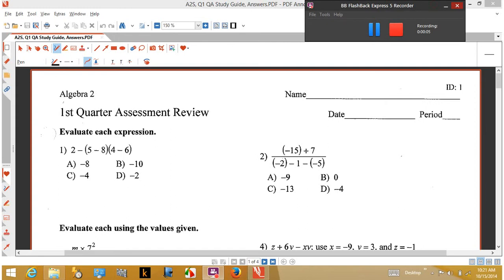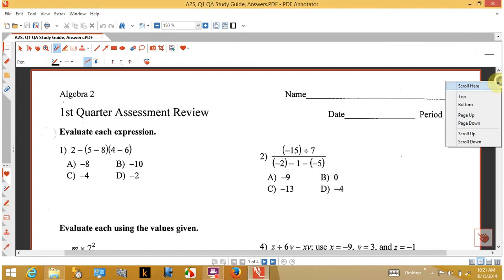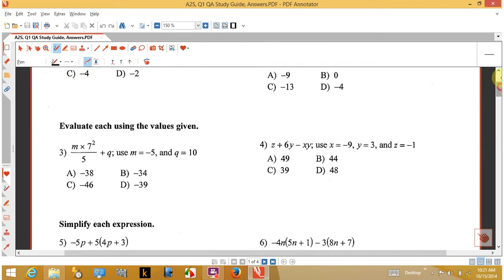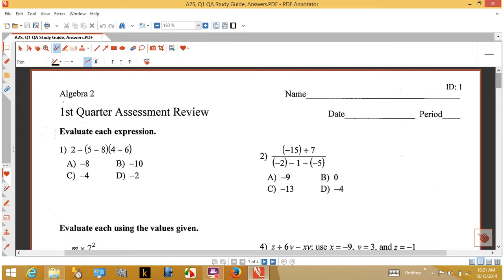Okay, I'm going to work out the quarterly assessment practice test. Okay, the first problem, we're going to have, let's get red. We're going to do the parentheses first.